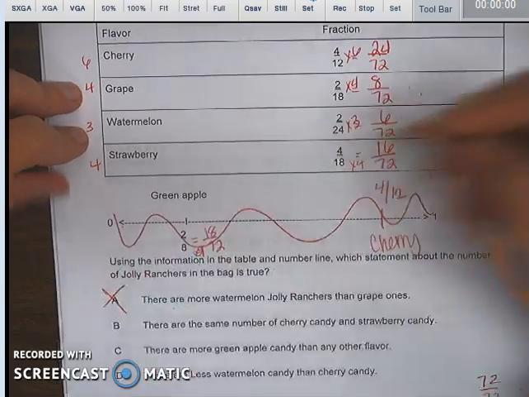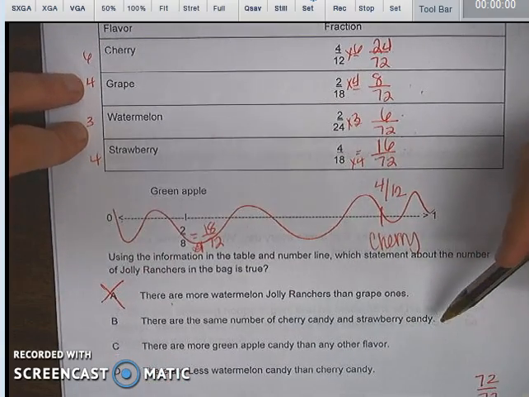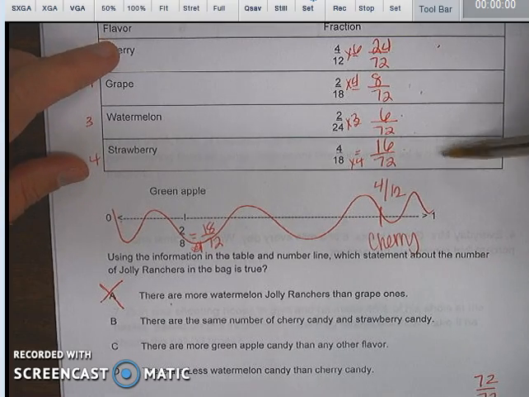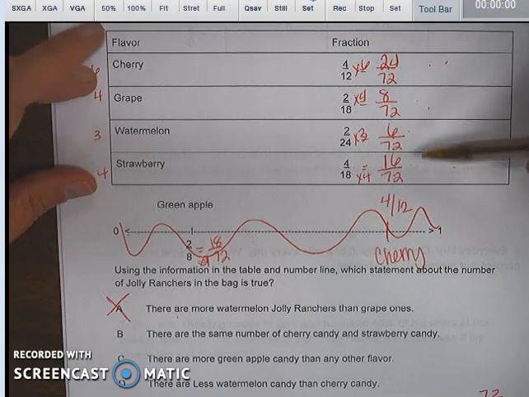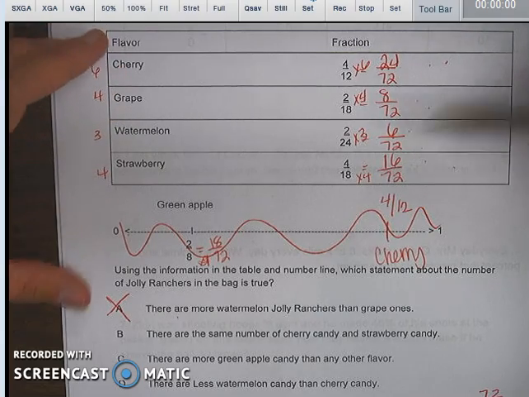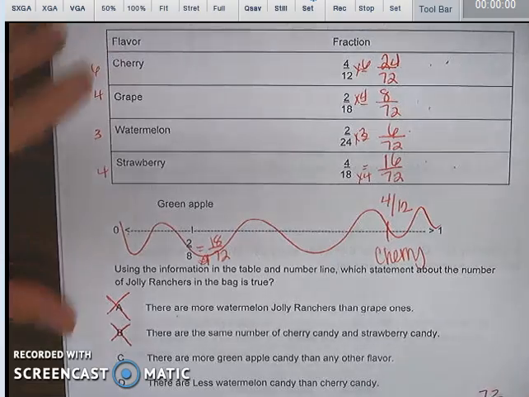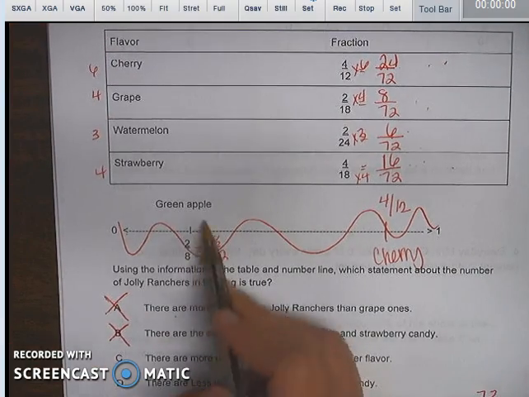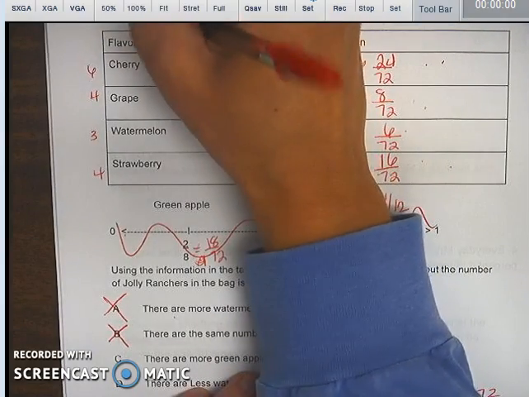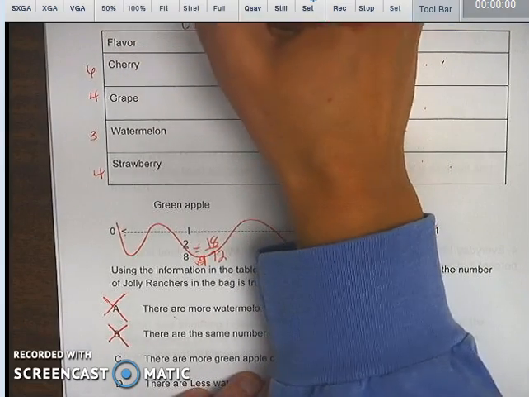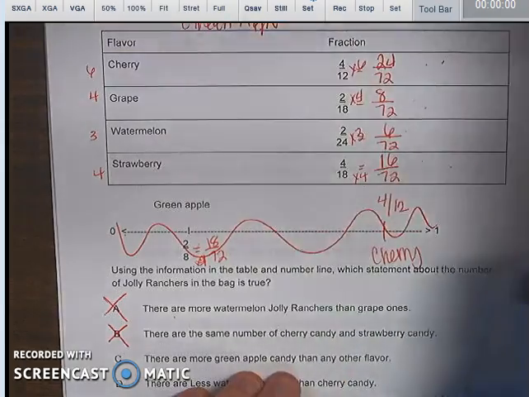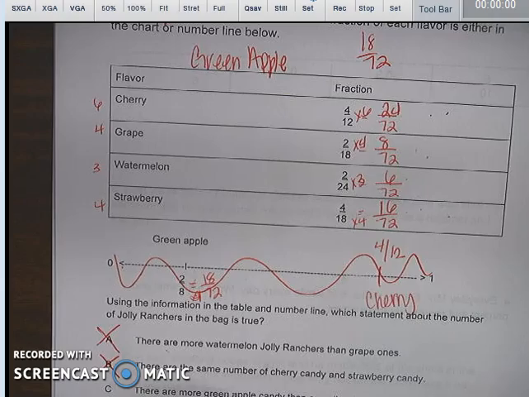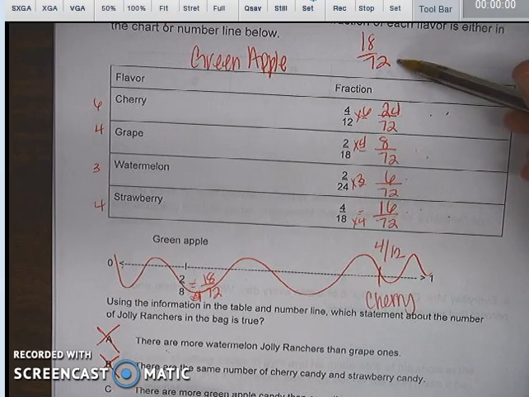No. There are the same number of cherry candies as there are strawberry candies. Is that true? I had 24 out of 72 and 16 out of 72. Is that true? No. There are more green apple candy than any other flavor. Well, here was my green apple. So come up here and write that. There was 18 out of 72 on that.